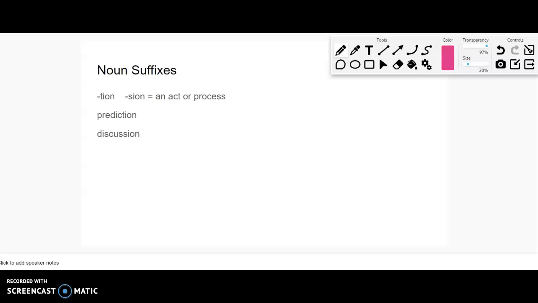All right, this is your phonics lesson. Today is on noun suffixes, some more. I know we've done some before, but there's more than what we had covered, so here's some more. Remember, a noun is a person, place, or thing.